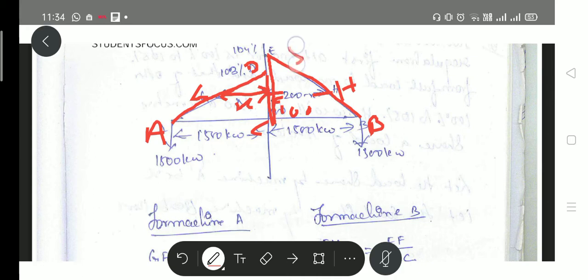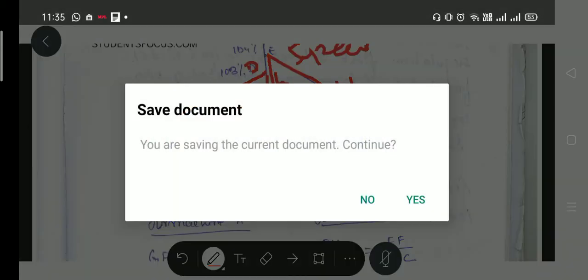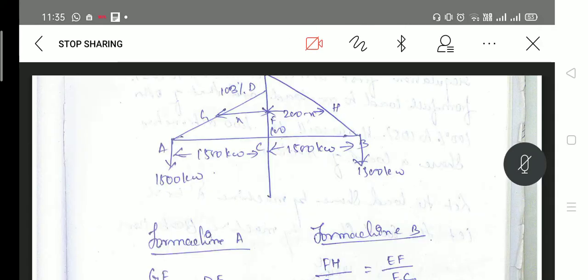This is the speed regulation in y-axis. This D to F I am taking small h. This is the graph. From this graph we can take the A and B loads.